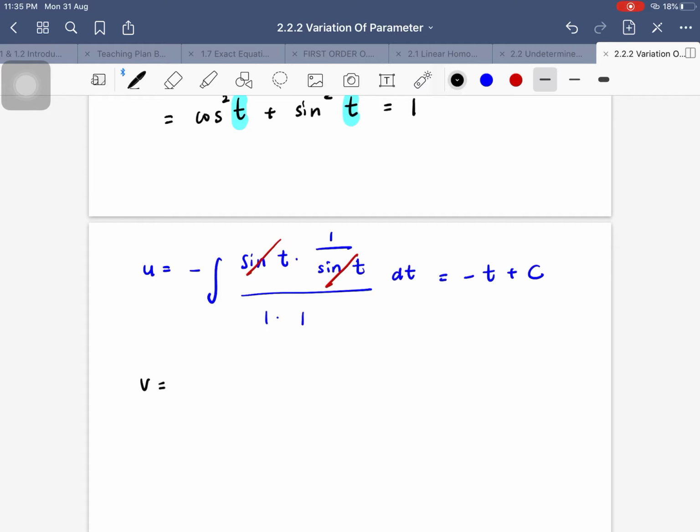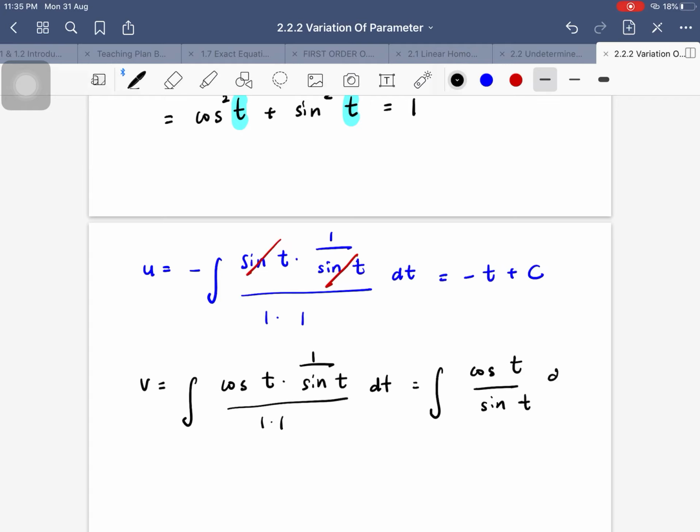And then I'm going to have v. So v is going to equal integration of y1, which is given by cos of t, multiplied by 1 over sine of t, and that is going to be over 1 multiplied by 1, dt. So basically, if I simplify this and put it in a better form, it's going to be integration of cos t over sine of t dt.